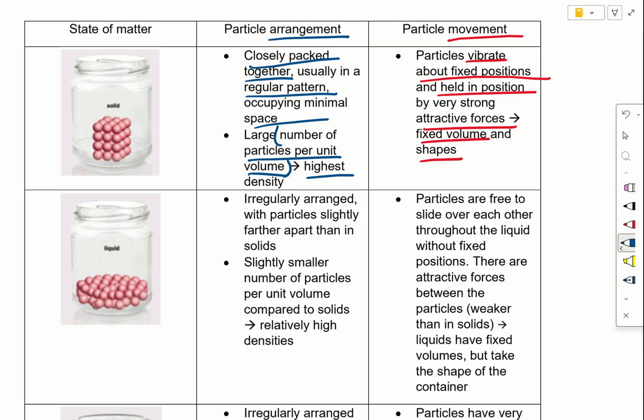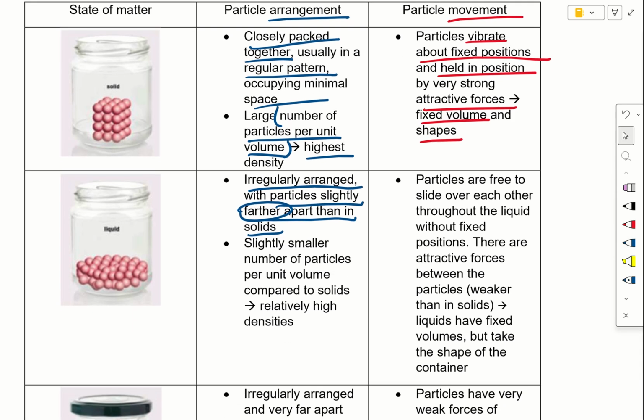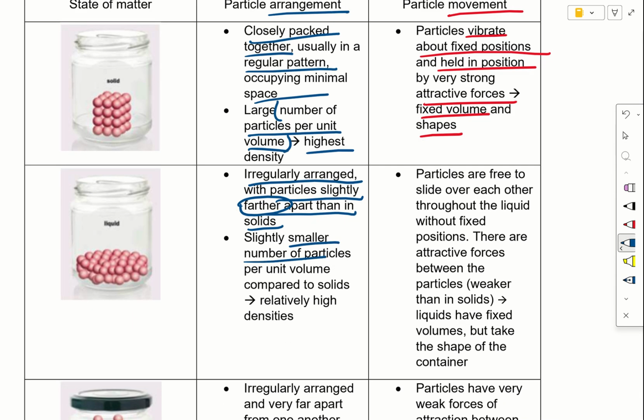Next, we go to the particle arrangement for liquid. They are irregularly arranged with the particles slightly further apart than in solid. If the question asks you for the arrangement and asks you to compare between solid and liquid, please use words that can compare, like further or nearer. You can't just say they are far apart, because there is no sense of comparison. Then they have a slightly smaller number of particles per unit volume compared to solid, so you are using smaller to compare. So they have relatively high density, but not as high as the solid.